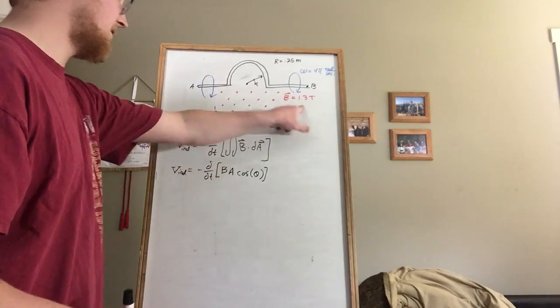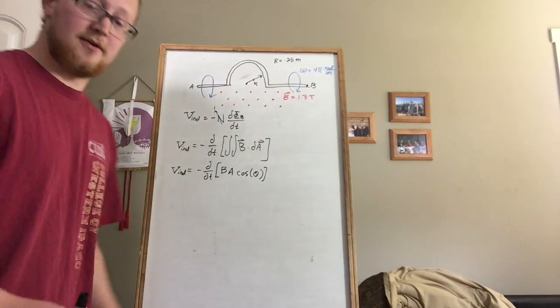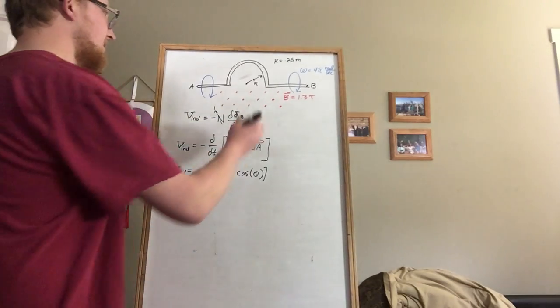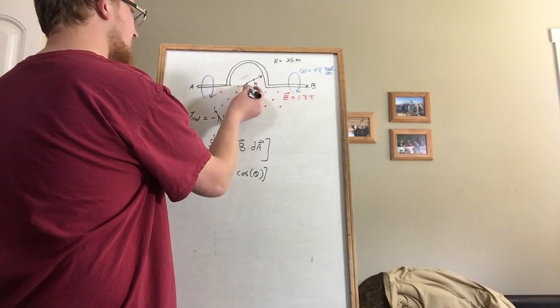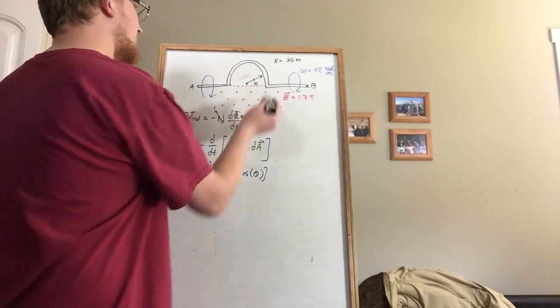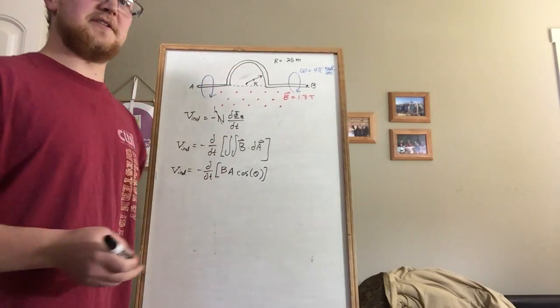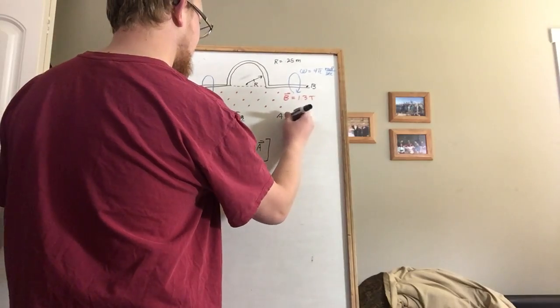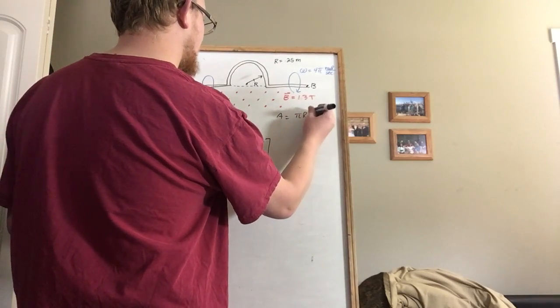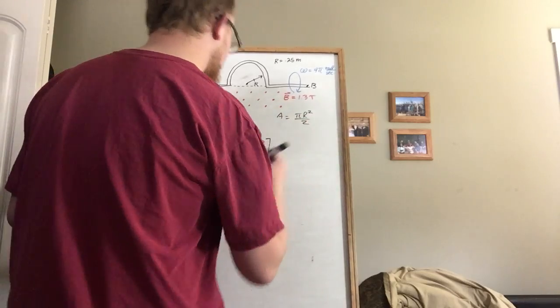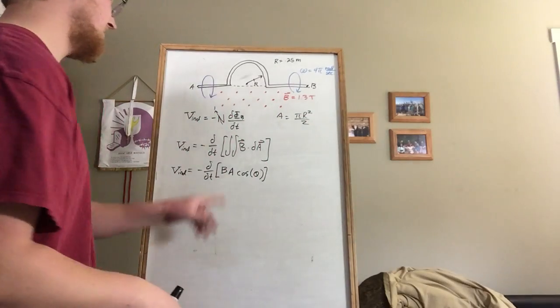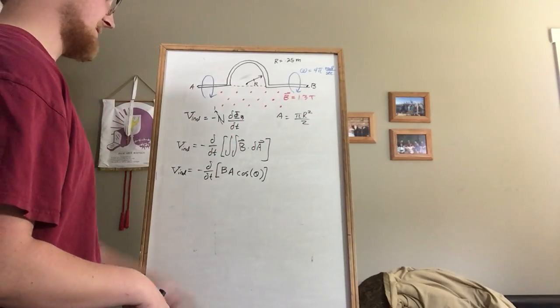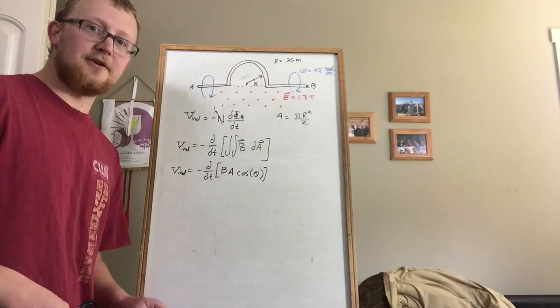All right, we know B. Do we know A? Okay, A is a little bit tricky. A is going to be the area of this semicircle. So it's half a circle. So we know that A is going to be a regular circle, pi r squared, divided in half. So A is pi r squared divided by 2. B is 1.3 Tesla. Theta is another trick.